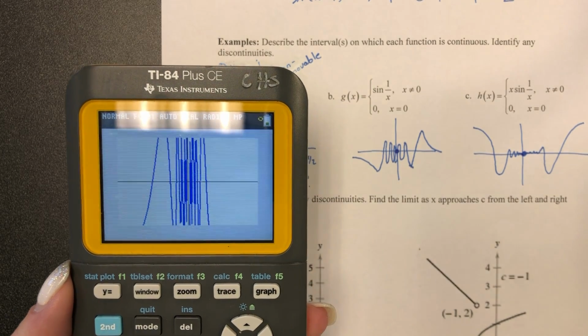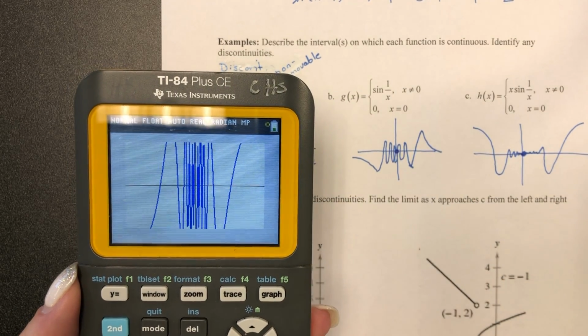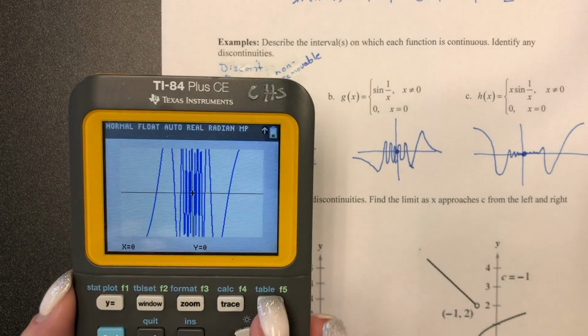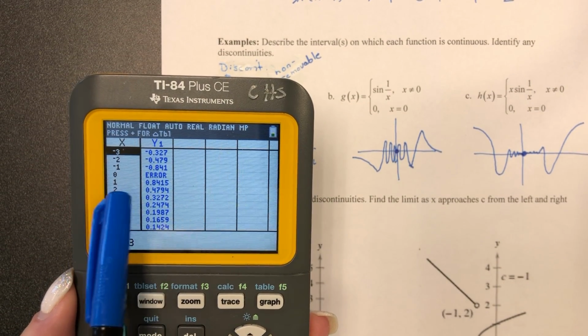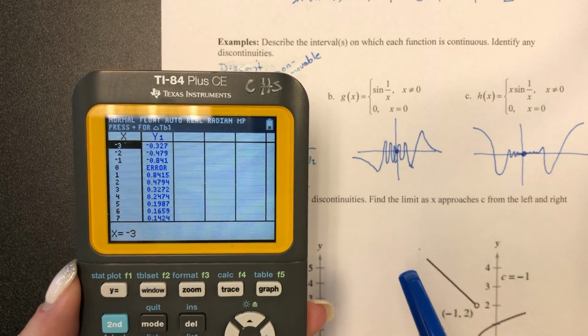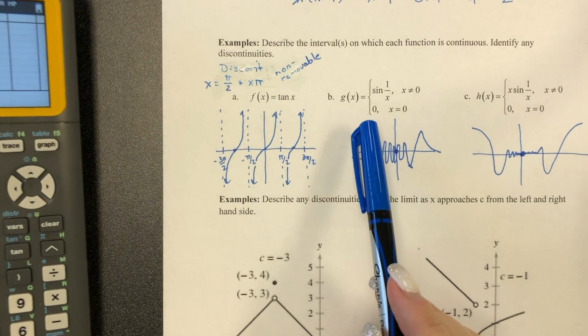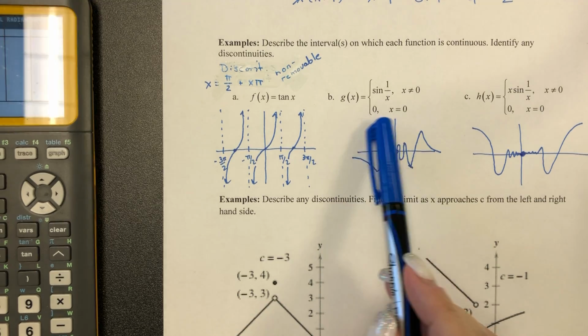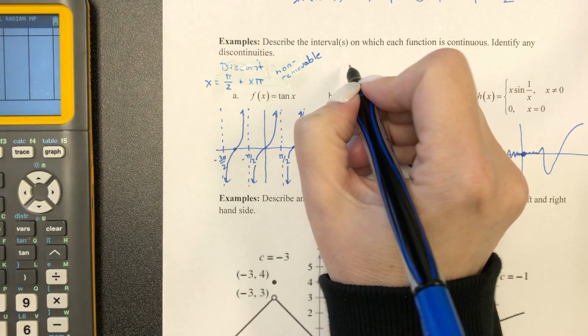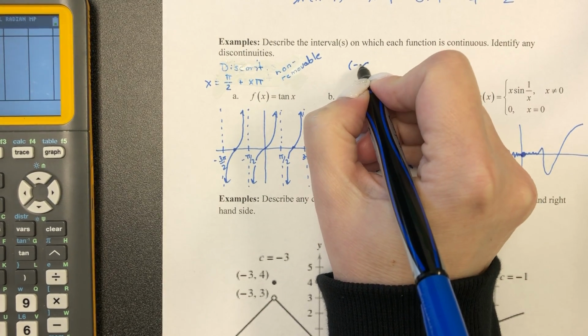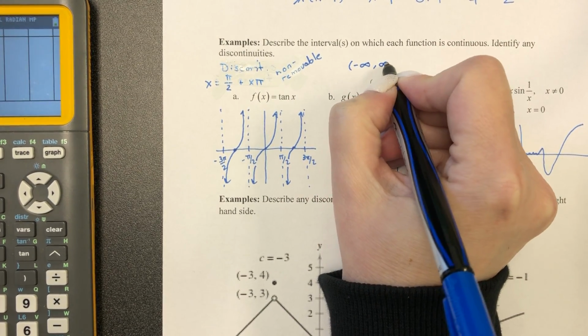Now you may be saying to yourself, that looks like it's perfectly filled in, but when I go and look at the table, you'll see there's an error message at 0 telling you that you have a hole there. But the nice thing is that this fills in the hole. So we can actually say that this graph is continuous from negative infinity to positive infinity.